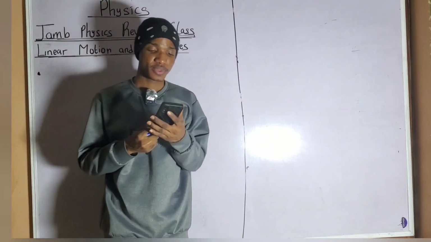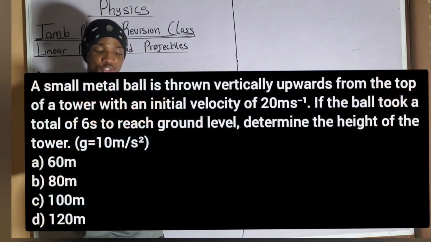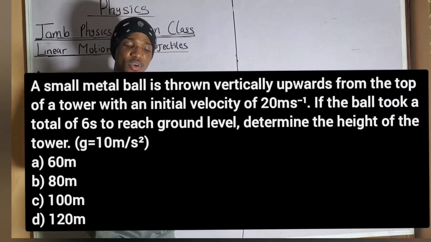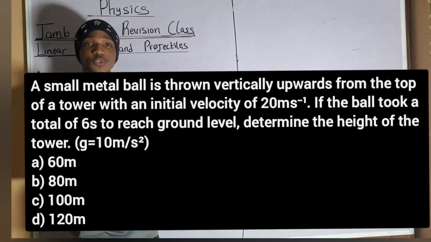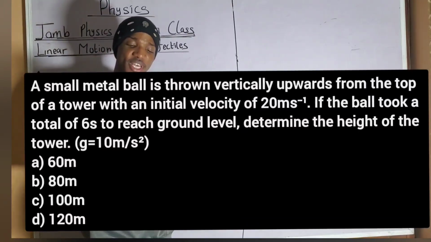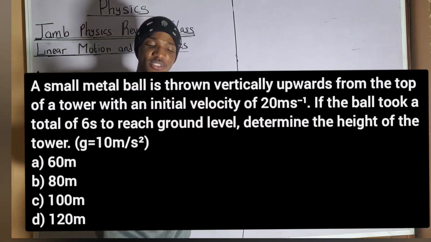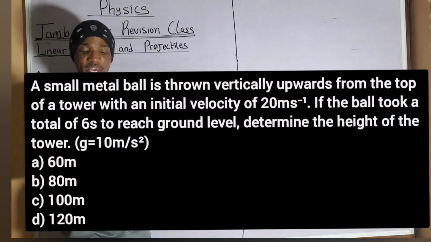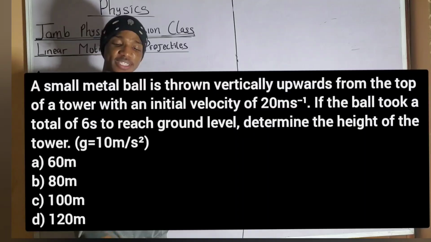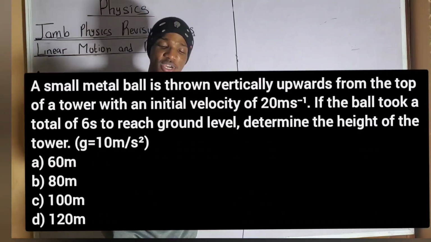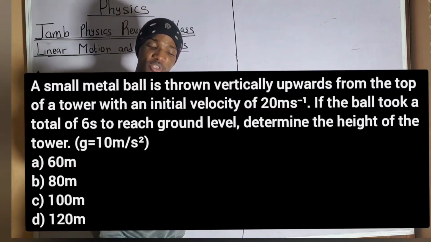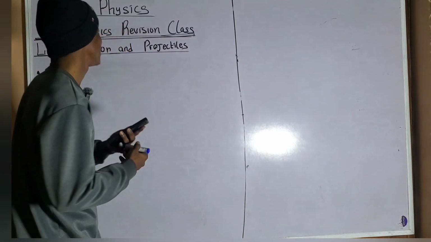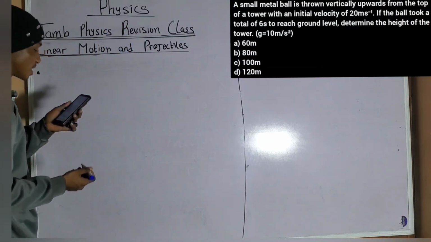Okay, a small metal ball is thrown vertically upwards from the top of a tower with an initial velocity of 20 meter per second. If the ball took a total of 6 seconds to reach the ground level, determine the height of the tower. A 60 meter, B 80 meter, C 100 meter, D 120 meter. Take G equals to 10 meter per second squared. Okay, let's start by writing out the parameters.